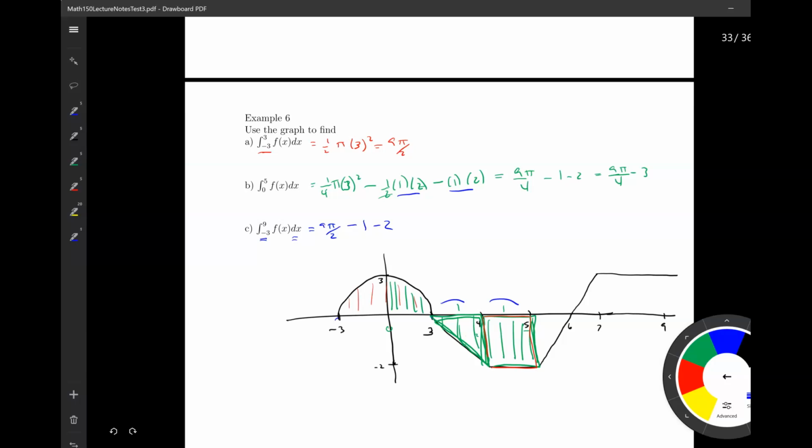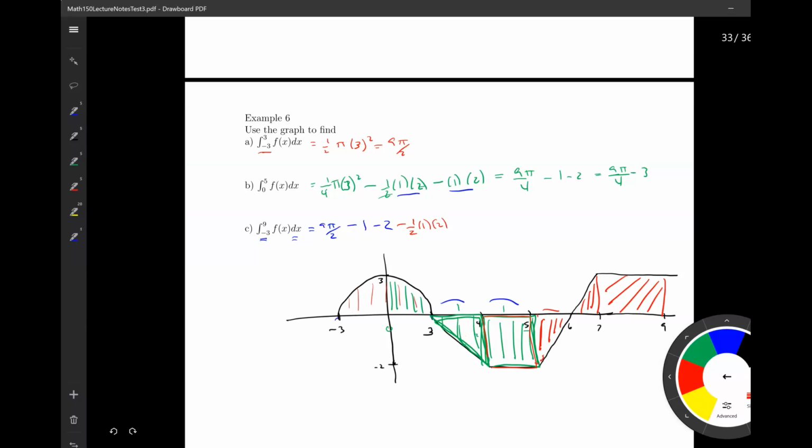Then I need to work on incorporating this triangle and this rectangle. So this triangle here is a distance of 1. It's going to be a negative again because it's below the x-axis. So 1/2 base is 1, height is still 2.